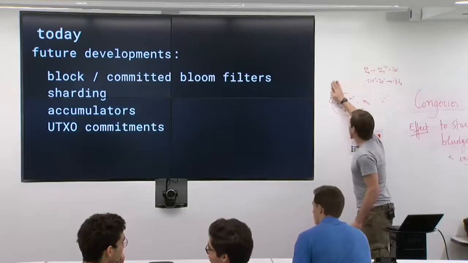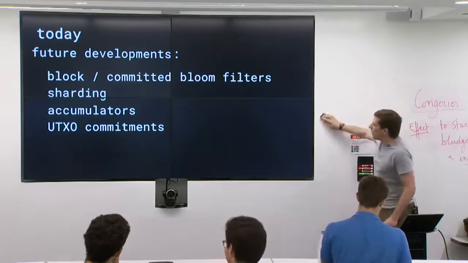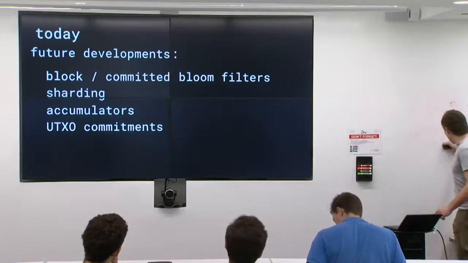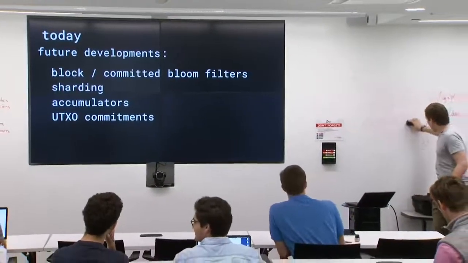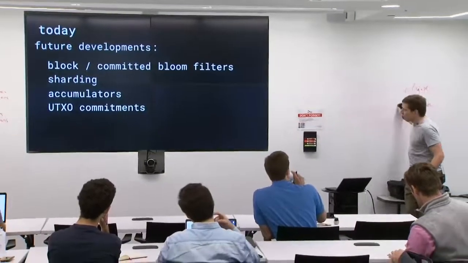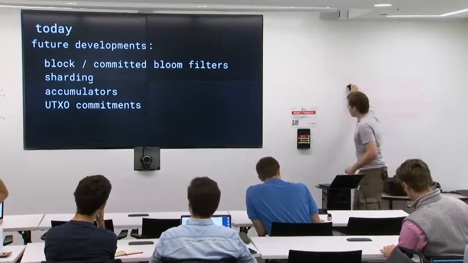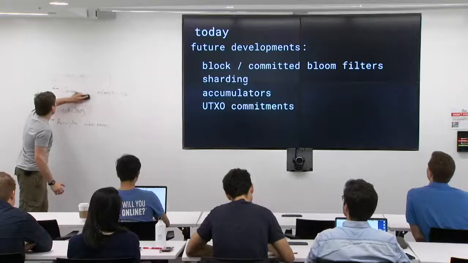So today will be sort of future technologies, future developments that might not be around yet, but are interesting things to look for. And if you're interested in researching these kinds of things, want to make a MEng out of this, or who knows, a PhD is probably a little overkill for a lot of these things. But if you're interested in this kind of research, here's some things we'll talk about today: block filters or committed Bloom filters, sharding, accumulators, and UTXO commitments.